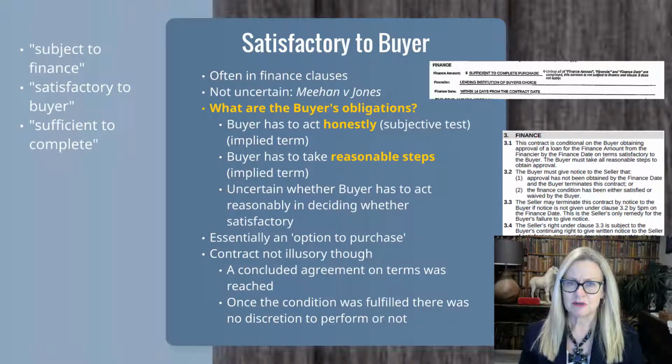So the ones that I've got in yellow are the ones that we are sure of that the buyer has to do. They have to take reasonable steps and go ahead and actually apply, and they do actually have to assess whether the finance is acceptable in an honest fashion. So that is the issue of finance being satisfactory to the buyer.